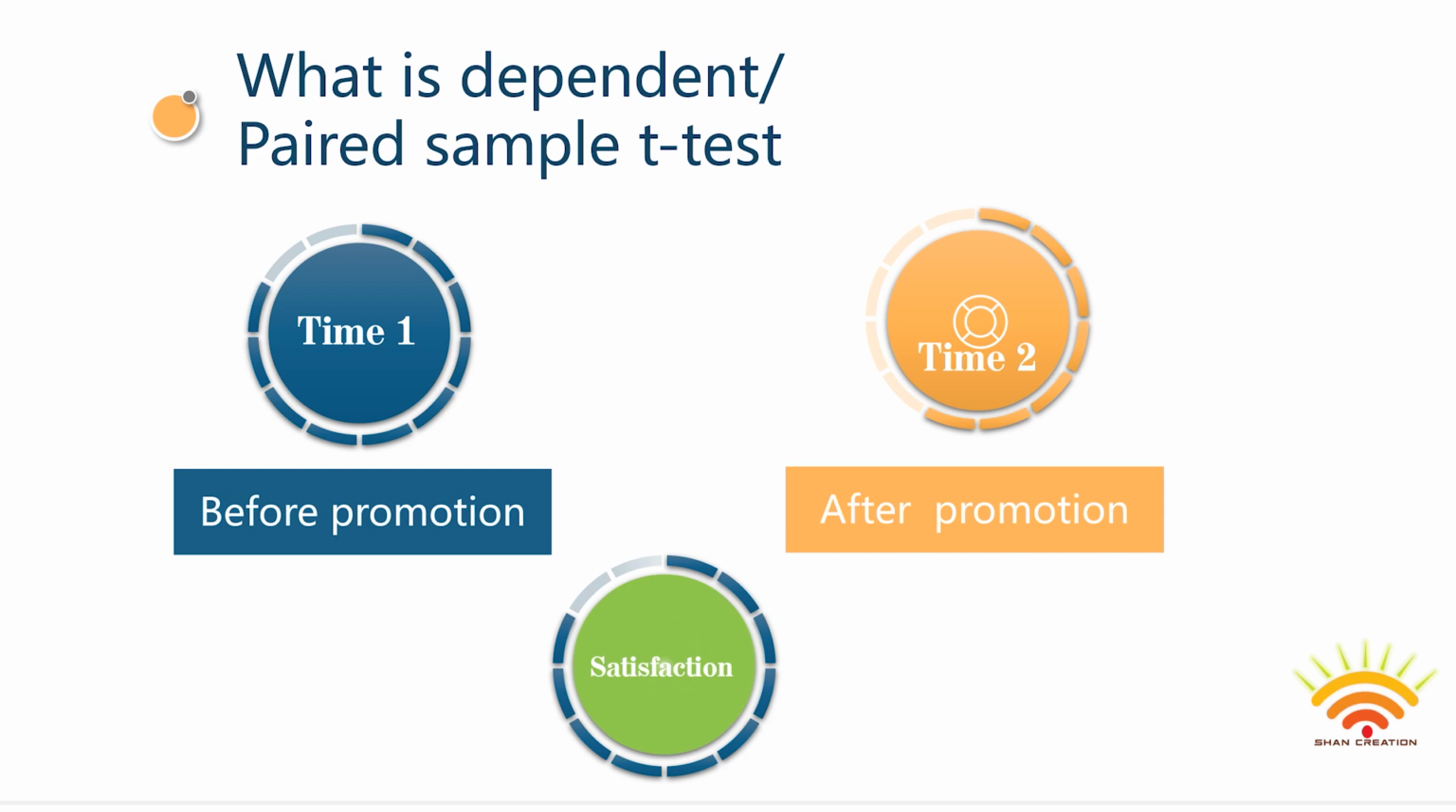For example, if you want to identify the differences in satisfaction of the employees before promotion and after promotion, you can measure the satisfaction of the staff before the promotion, that is time 1, and then you can measure the satisfaction of the employees after the promotion is given. Then you can compare the satisfaction between these two times and interpret the answers.